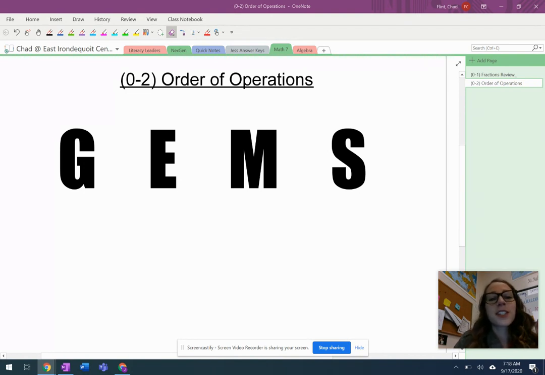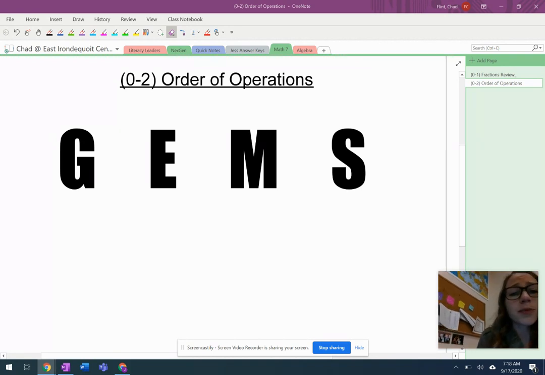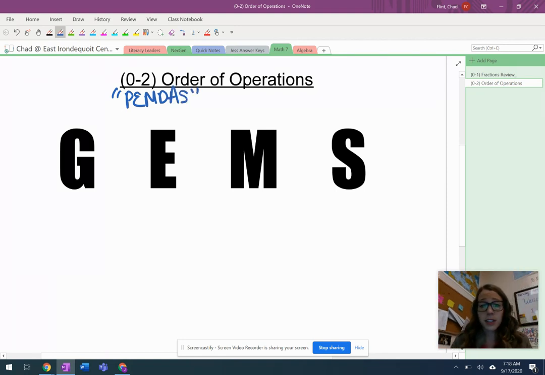So here, notes and little review for 0-2. That's Unit 0, our review, and Lesson 2 on order of operations. So order of operations, you might think or you might be remembering PEMDAS. That's a very similar thing to GEMS. GEMS is just a little bit better than PEMDAS, and I will explain to you why in a little bit.